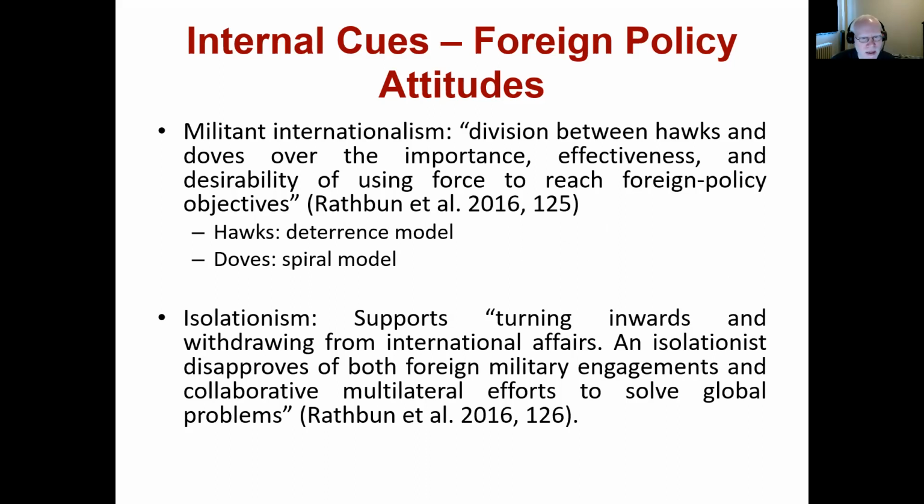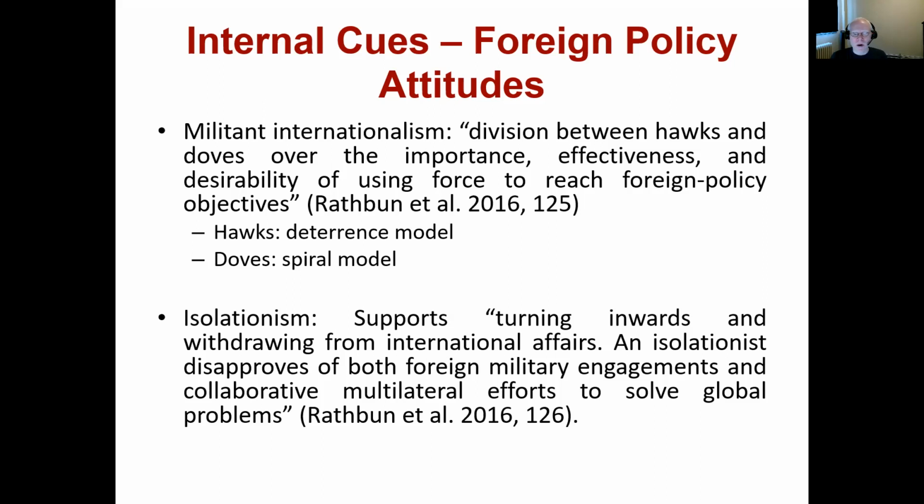Militant internationalism is a division between hawks and doves over the importance, effectiveness, and desirability of using force to reach foreign policy objectives. So hawks are those who believe that military force is an important part of the foreign policy toolkit. So if you've got all of the different things from using military force to diplomacy to economic sanctions and economic tools, they could be used for policy.